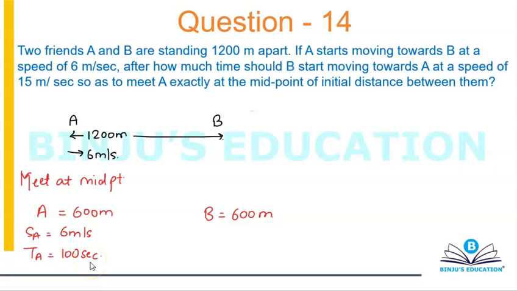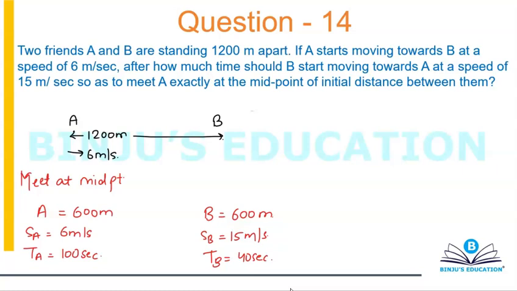Time taken by A will simply be equal to 100 seconds. Now, this person B also needs to reach there at the 100th second, because they want to reach at the same point of time, right? Now B is traveling at a speed of 15 meters per second, so time taken by B will be equal to 600 by 15. Now 60 by 15 is 4, so that will be equal to 40 seconds. Now B is reaching there after 40 seconds, right?